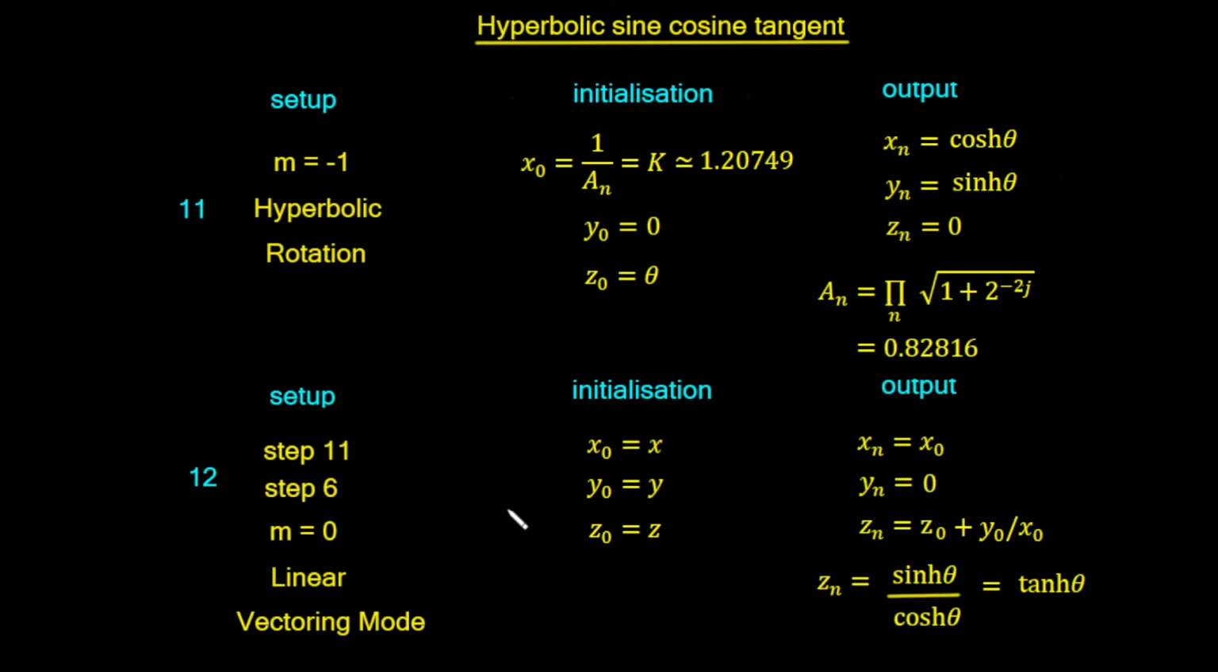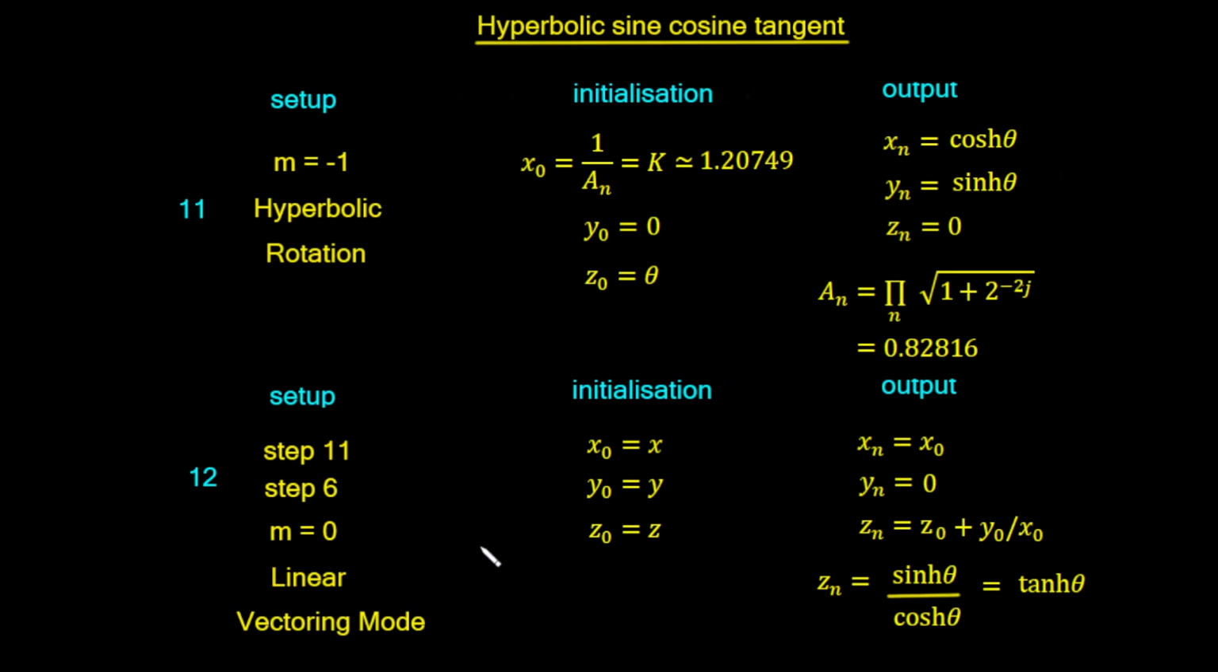Now in order to generate the tan theta, we're going to use the identity: tan theta is equal to sin theta upon cos theta. So we're going to do step 11 in order to get the cos theta and sin theta, and then we're going to do step 6. Step 6 was the division using the linear mode, so I've written this down again. The value m is equal to 0, so we're in linear and we're using vectoring mode.